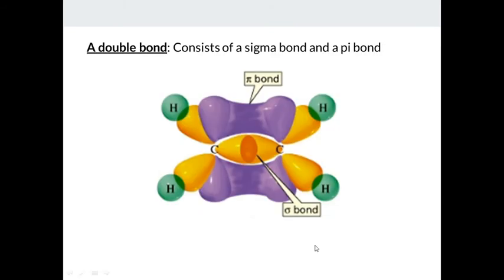A double bond consists of a sigma bond and a pi bond. So the idea behind the formation of a double bond is to form two bonds in the same direction. The way to do that is to have a head-on overlap, and we can't have a second head-on overlap in the same direction, right? So we have a side-to-side overlap of two p orbitals.